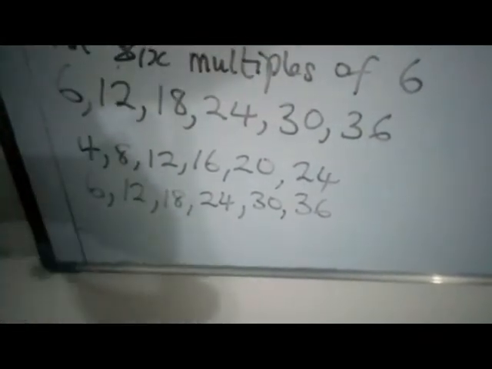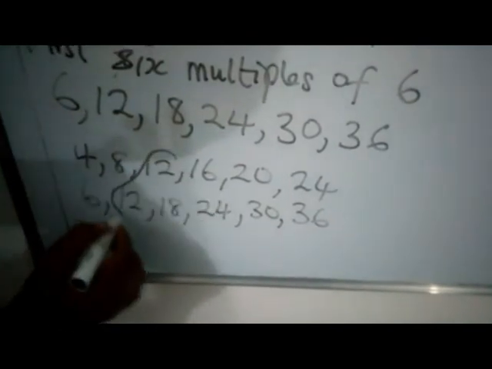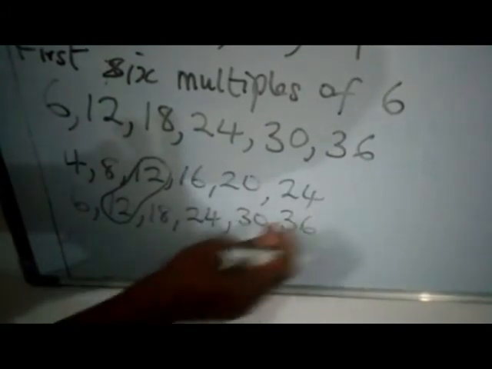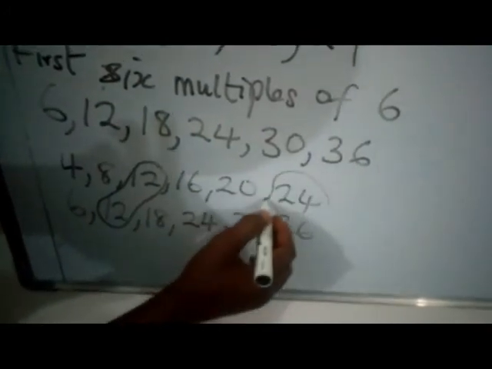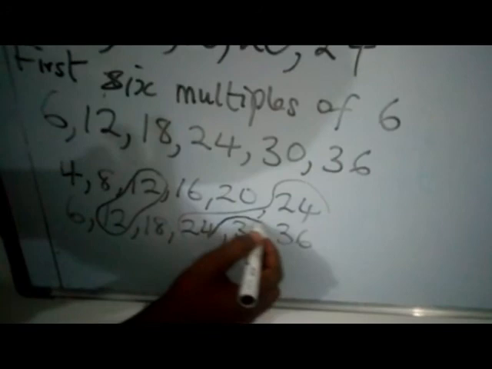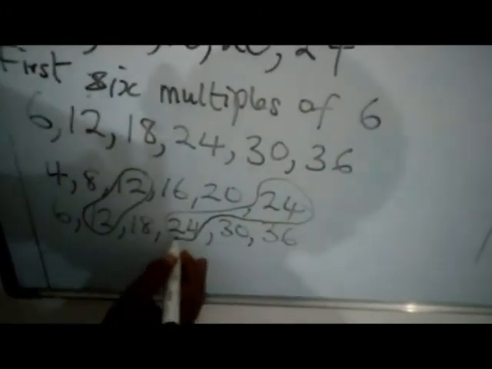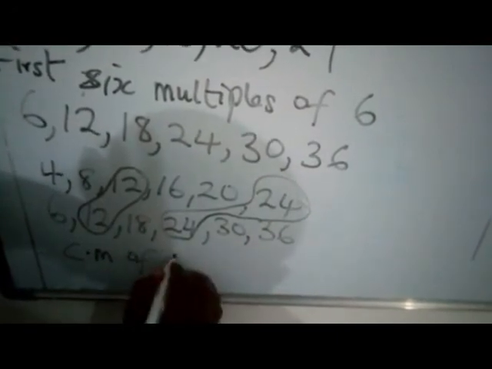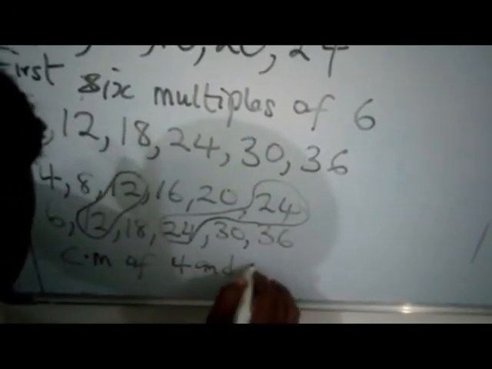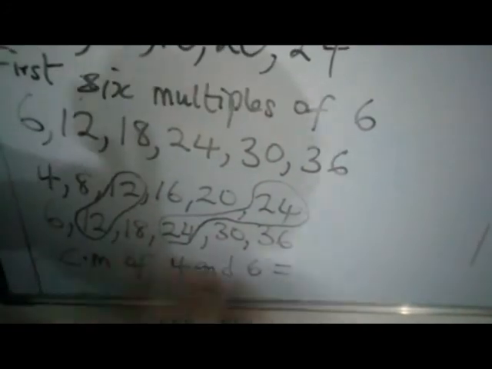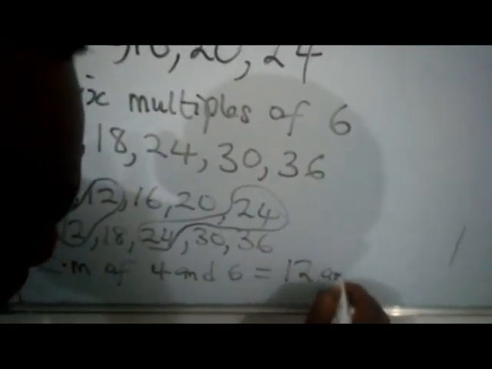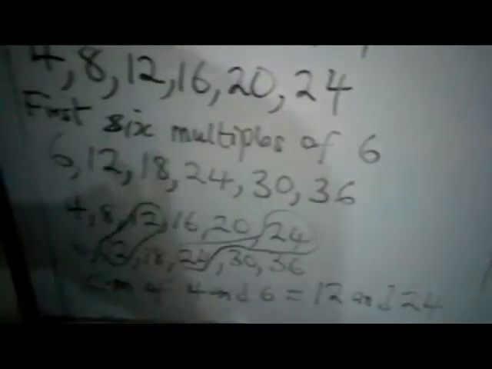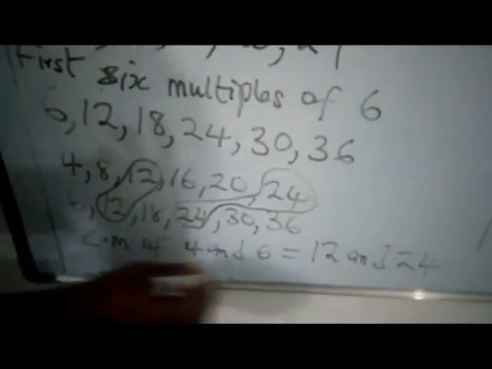12, we have 12. So 12 and 12, you can pair them. 16, no 16. 20, no 20. 24, and there's another 24. So you can see. You now write out your final answer and say common multiples of 4 and 6 is equal to 12 and 24. You can see 12 and 24 are the common multiples of 4 and 6.